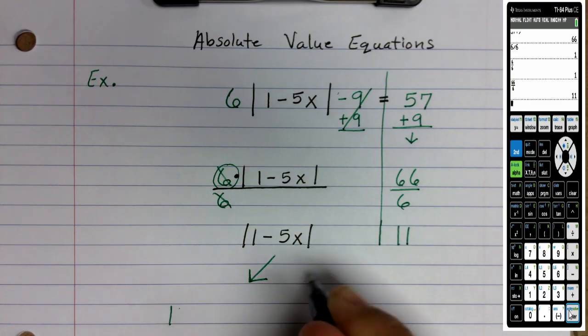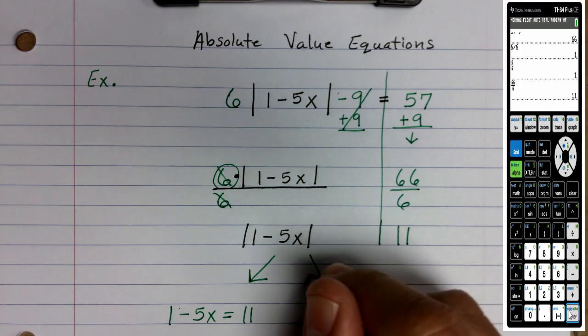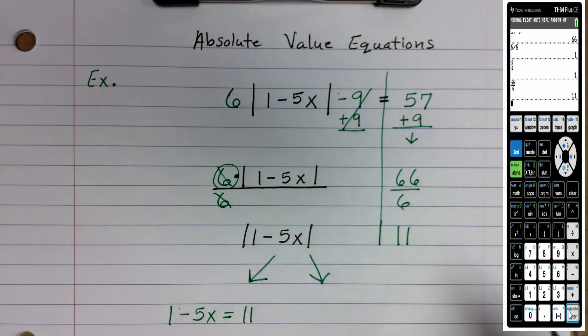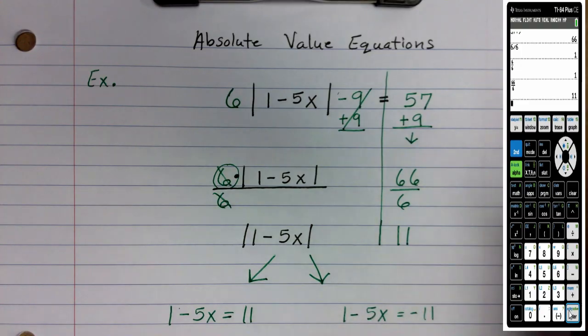The first one's going to be just as it's written, 1 minus 5x is equal to 11. And then for the second, we're going to turn that 11 into a -11. So then I'll have 1 minus 5x equals -11.